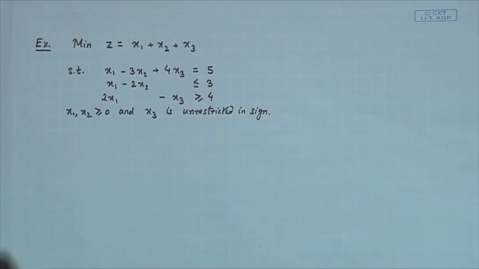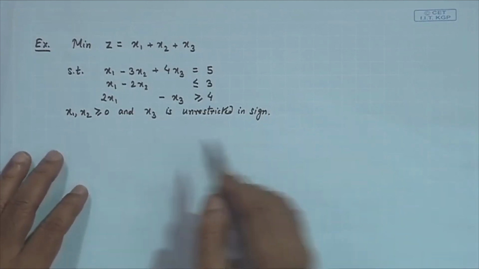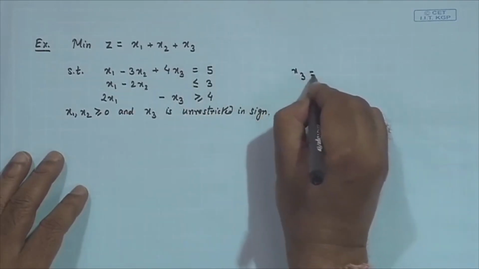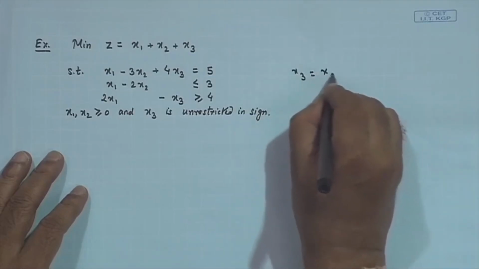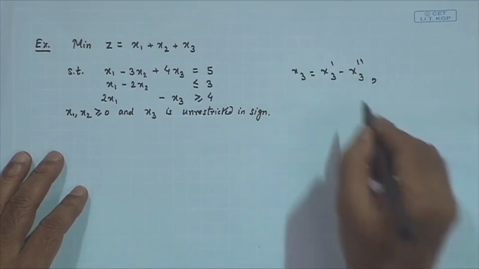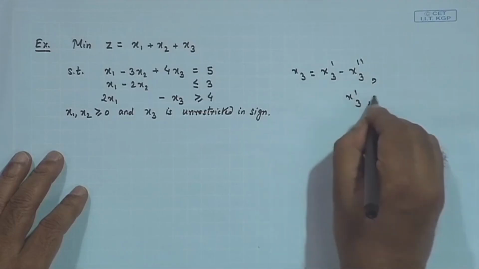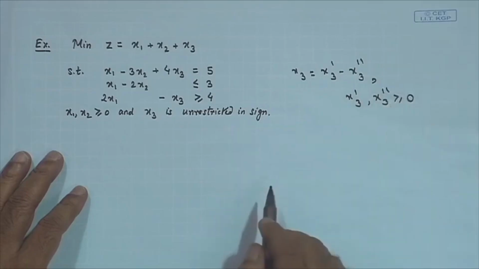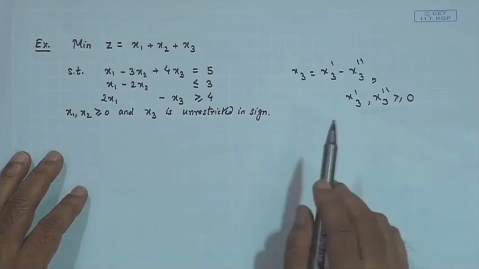Now, I have to write this one into the first canonical form. Since the variable x3 is unrestricted in sign, x3 can be written as x3 dash minus x3 double dash, which we have done earlier, where both x3 dash and x3 double dash are greater than or equal to 0. So all the variables x1, x2, x3 dash, x3 double dash are greater than or equal to 0.